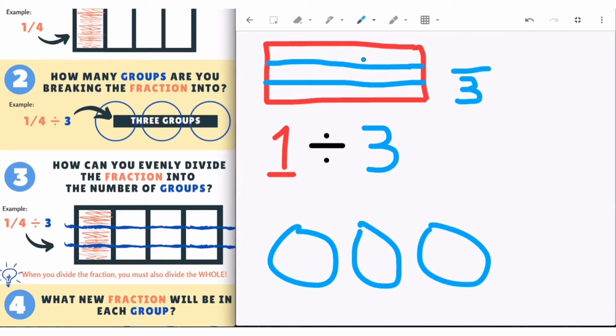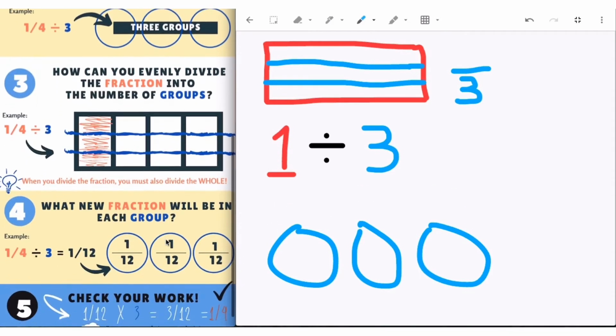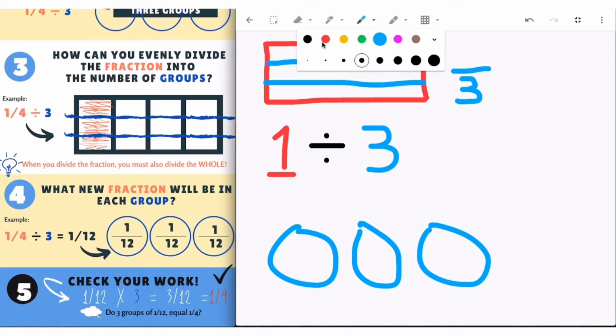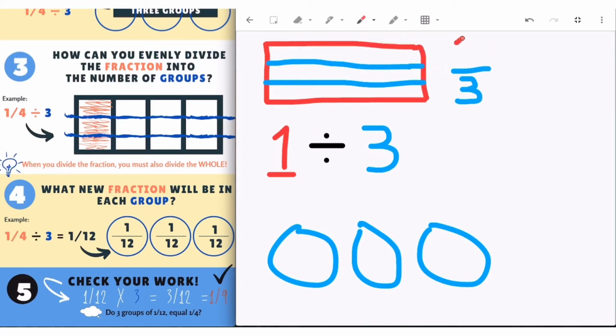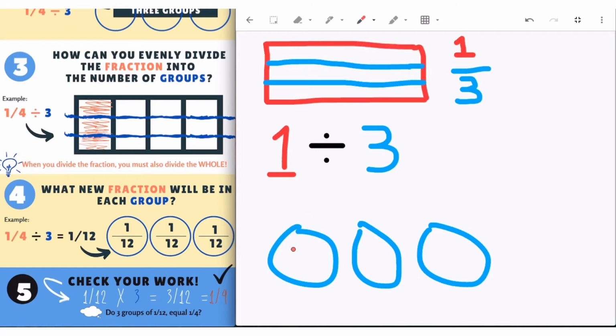And how many pieces am I putting into each group? So number 4, what new fraction will be in each group? Well, if I have 3 pieces total, then I'm putting 1 piece into each group. So that's 1/3. So now into each of my groups, I'm writing 1/3, or the amount of fruit by the foot, 1/3 of a foot.